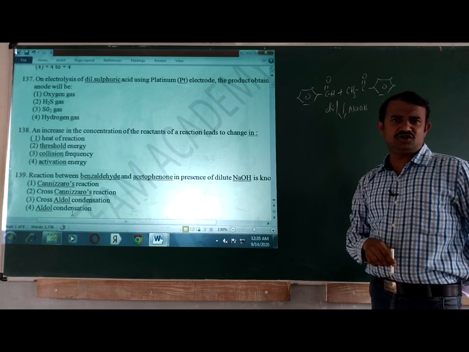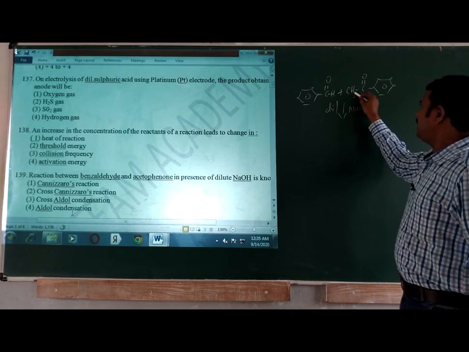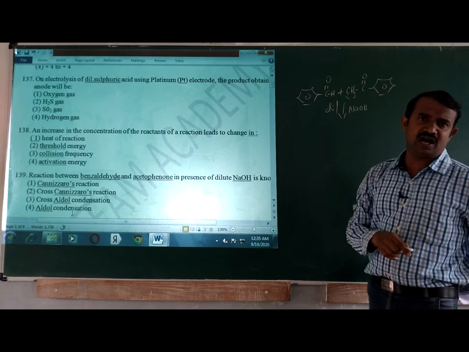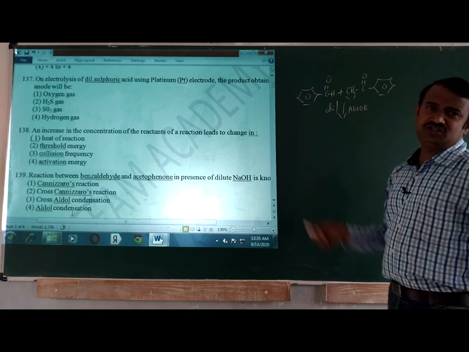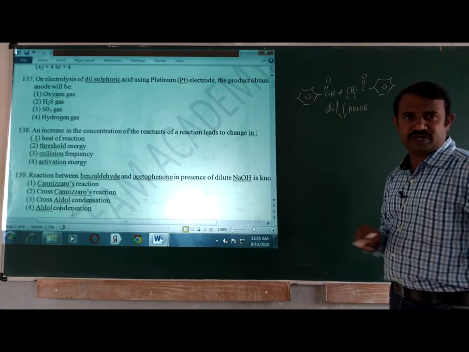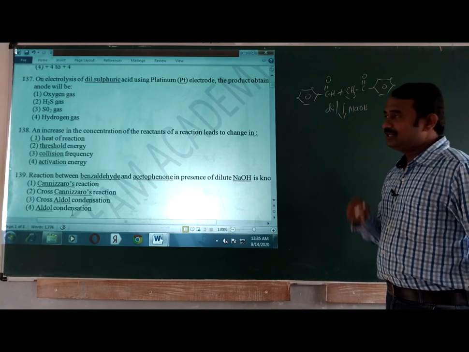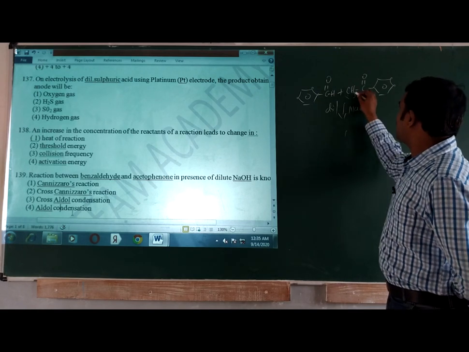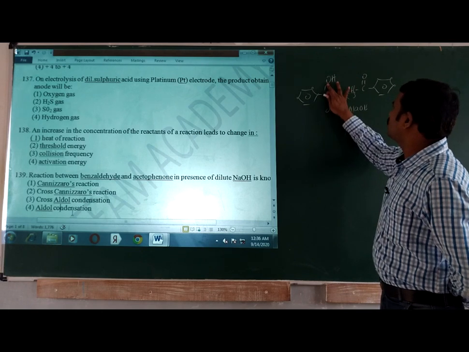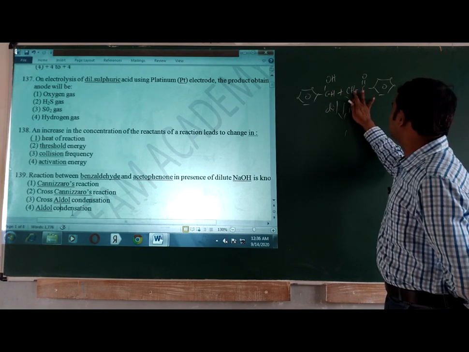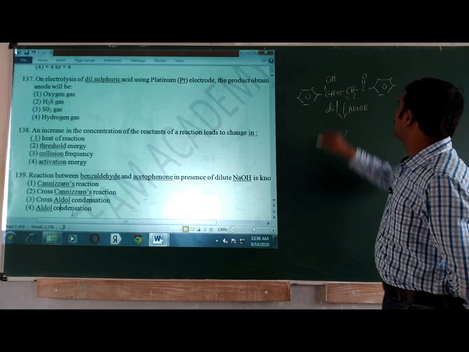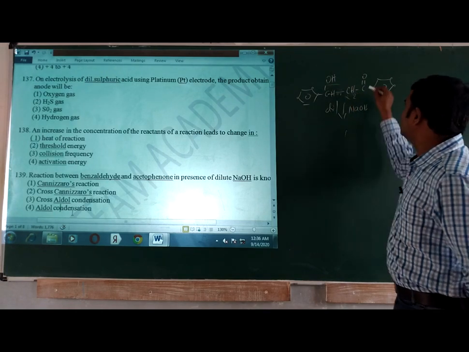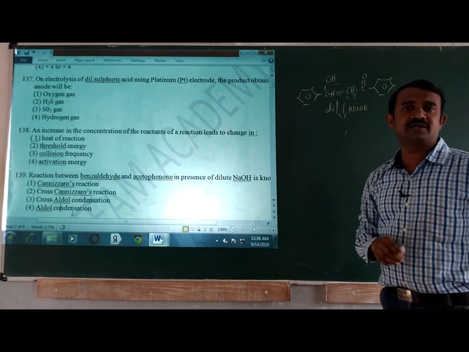When we use dilute sodium hydroxide, the ketone which contains alpha hydrogen reacts with the dilute sodium hydroxide. This reaction is called aldol condensation. Here the hydrogen shifts, giving OH here and CH2 here. The compound is an alcohol as well as a ketone, called aldol or ketol.